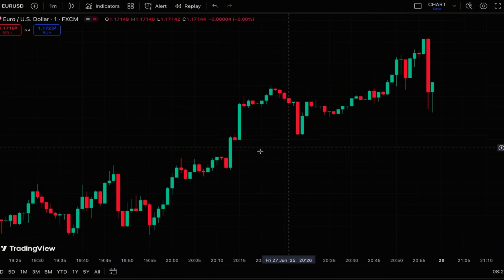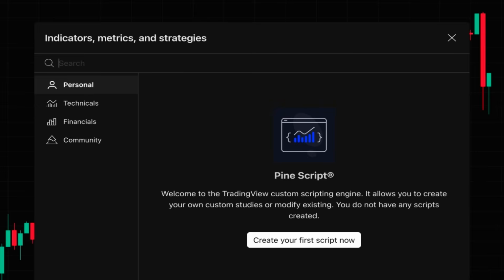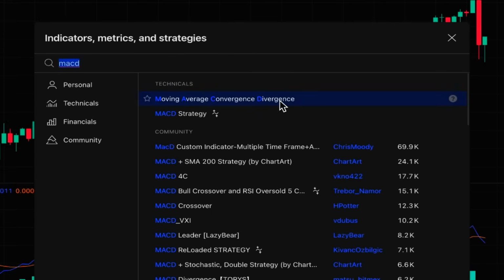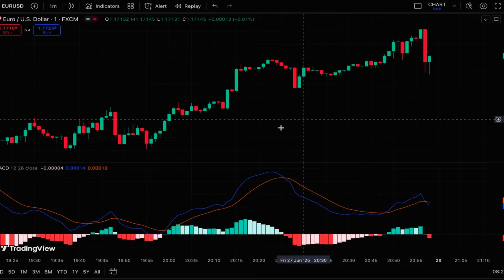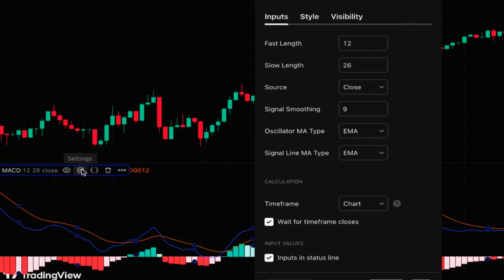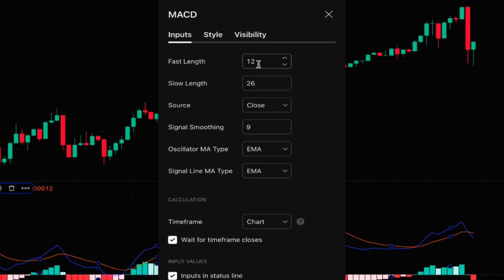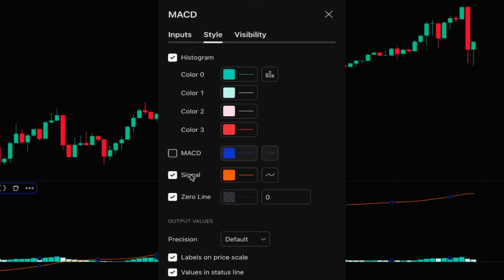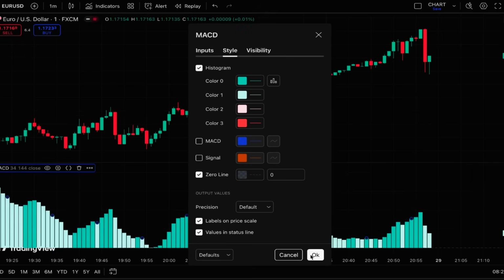On TradingView platform, here we click on indicators and we search MACD, this one. Moving average convergence divergence, and we need to change its settings. So we go to the settings of MACD, and here in the inputs tab, for the fast length we set it at 34, and for the slow length we set it at 144, and then here in the style tab we remove MACD line and signal line because we only need the histogram.